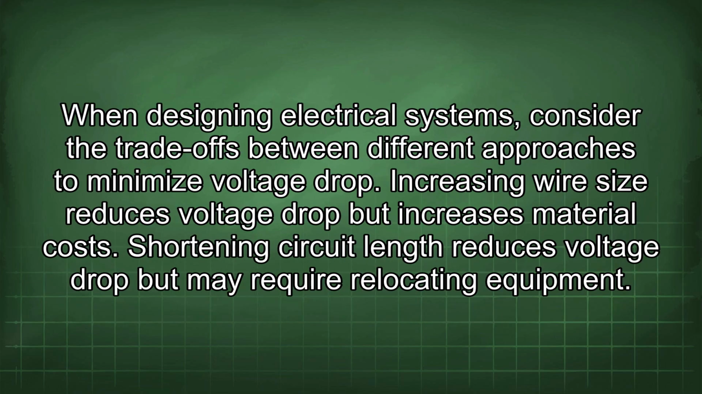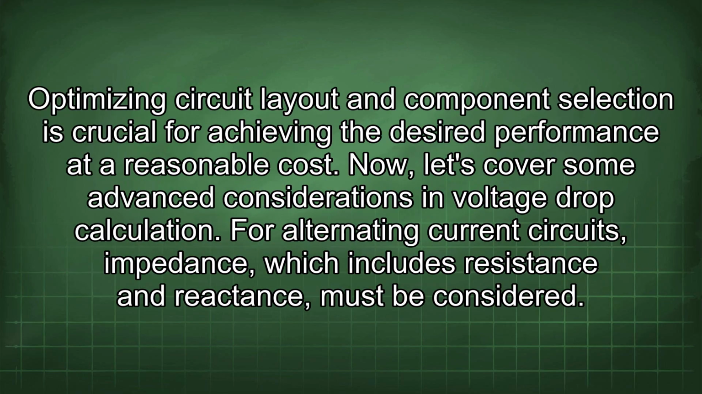When designing electrical systems, consider the trade-offs between different approaches to minimize voltage drop. Increasing wire size reduces voltage drop but increases material costs. Shortening circuit length reduces voltage drop but may require relocating equipment. Optimizing circuit layout and component selection is crucial for achieving the desired performance at a reasonable cost.